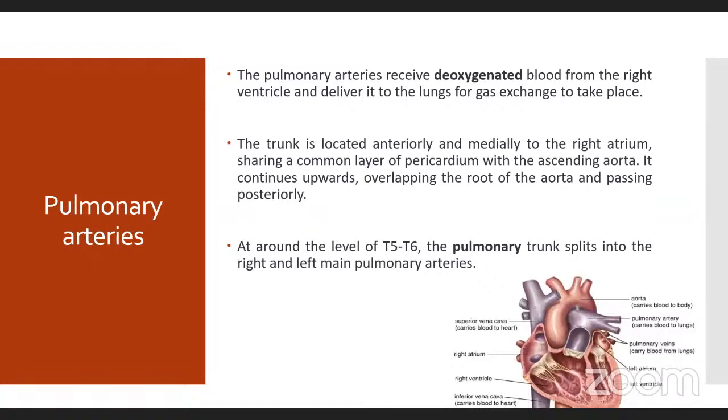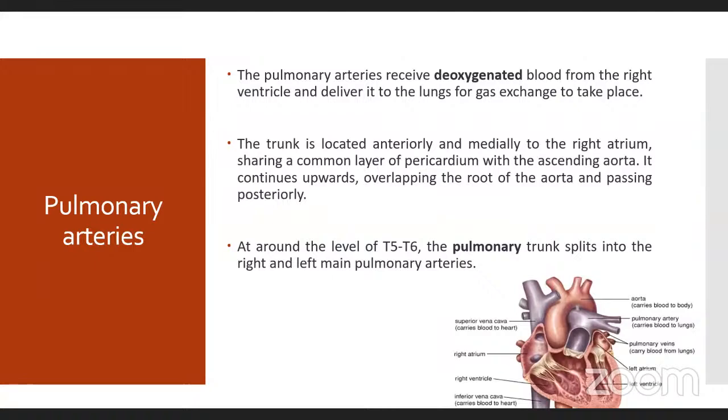The pulmonary arteries receive deoxygenated blood from the right ventricle and deliver it to the lung for gas exchange to take place. The arteries begin as the pulmonary trunk, a thick and short vessel which is separated from the right ventricle by the pulmonary valve. The trunk is located anteriorly and medially to the right atrium, sharing a common layer of pericardium with the ascending aorta. It continues upward, overlapping the root of the aorta and passing posteriorly.